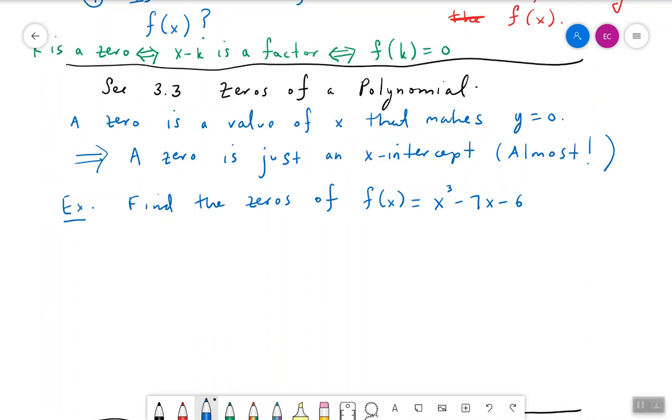Okay, so if you want to find the zeros of this function, basically you're saying find the x-intercepts, and if they happen to be non-real numbers, that's fine. We still want to know those as well. So this just means that we're going to set y equal to 0 and solve for x.